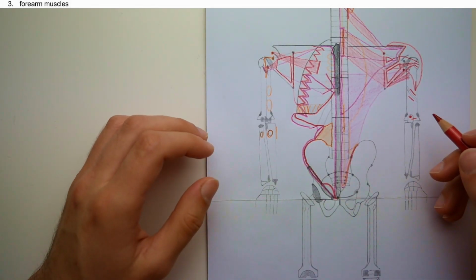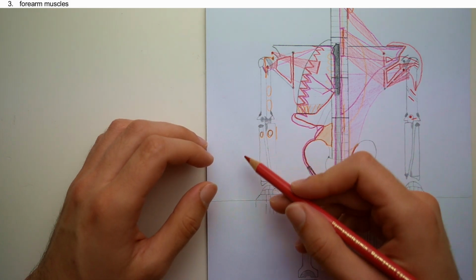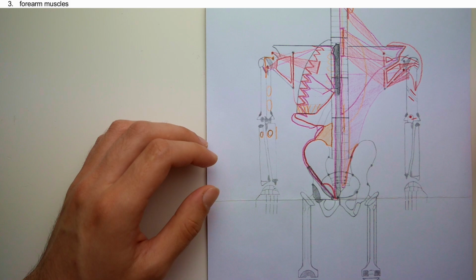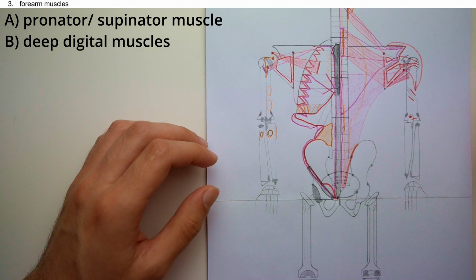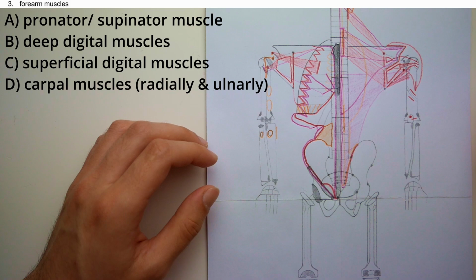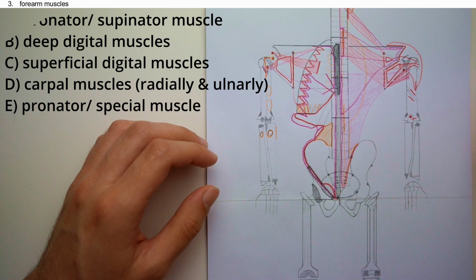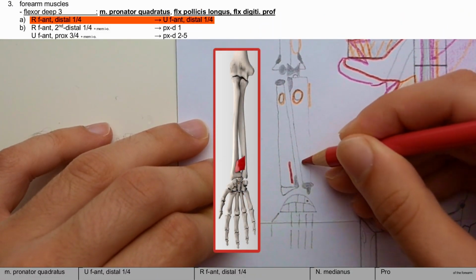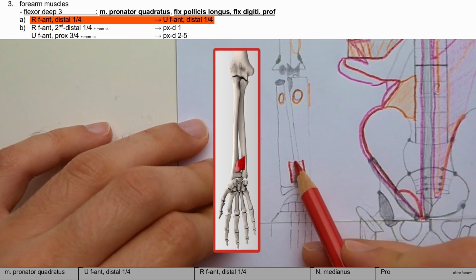Now we will draw the forearm muscles, once ventrally and once dorsally. Both of these perspectives can be divided into 5 steps: the pronator/supinator muscle, the deep digital muscles, the superficial digital muscle, the carpal muscles, radially and ulnary, and the pronator/supinator muscle. For the first step, we have the musculus pronator quadratus.